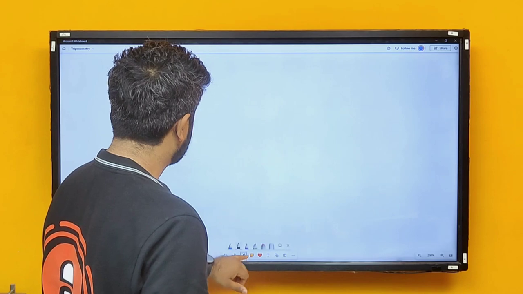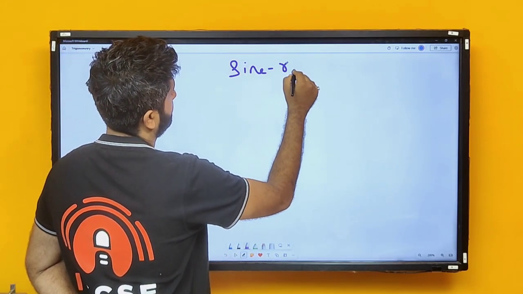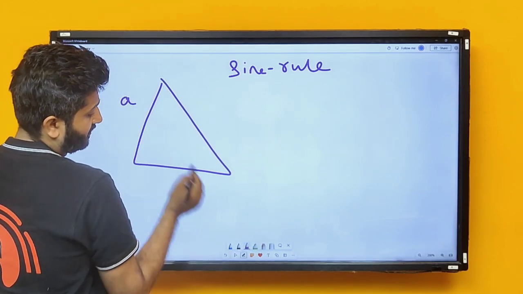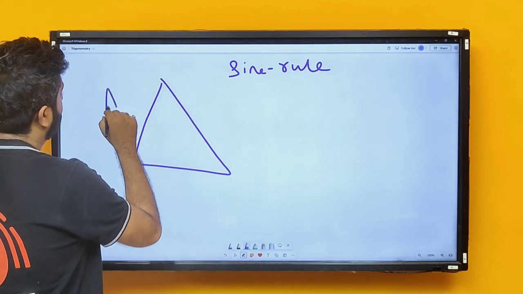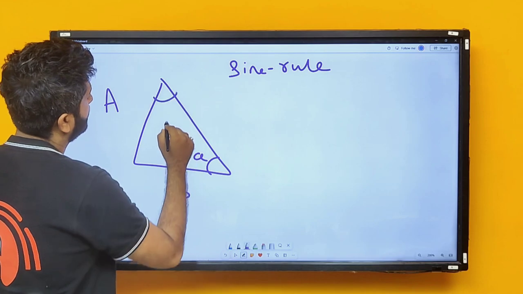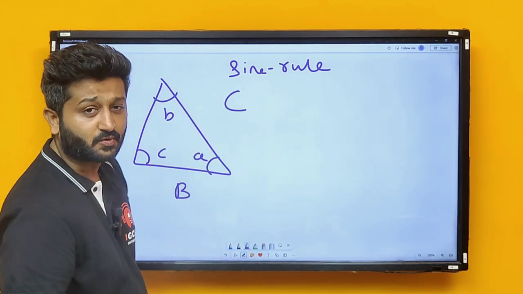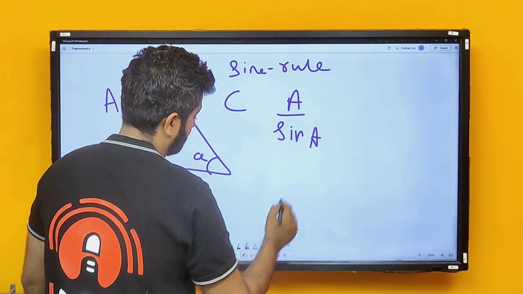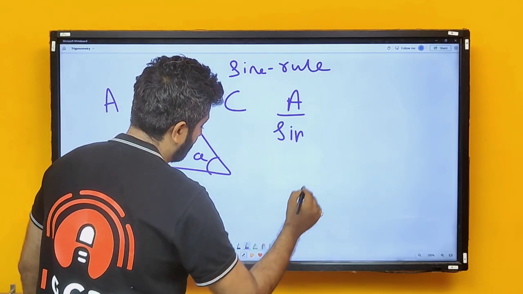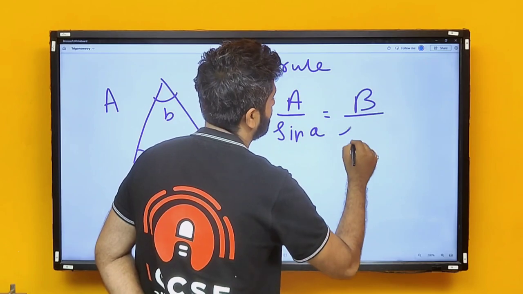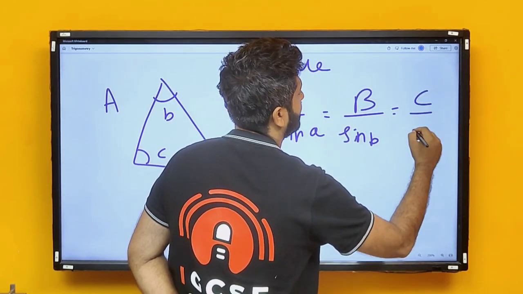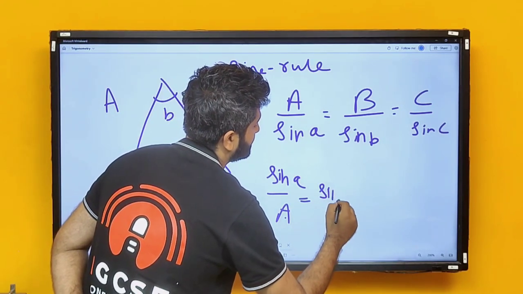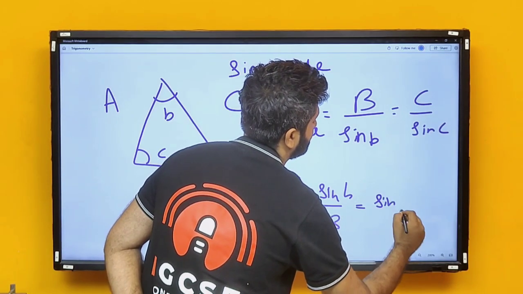Let us get deep into that. Let us first understand sine rule. So let's say this is a triangle. Let me use capital letters. This side is capital A, angle opposite to that is small a. Capital B, angle opposite to that is small b. Capital C, angle opposite to that is small c. So sine rule states that the ratio of capital A by sine A is the same as B by sine B and is the same as C by sine C, or you can write it as sine A by A is equal to sine B by B is equal to sine C by C.